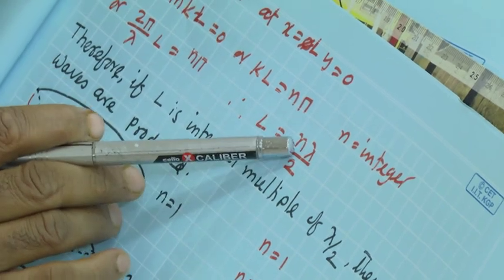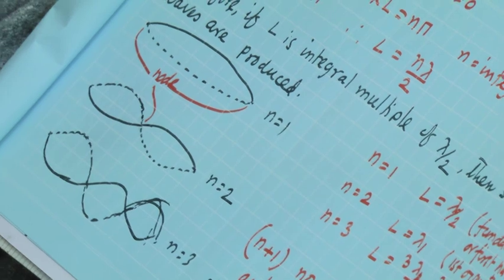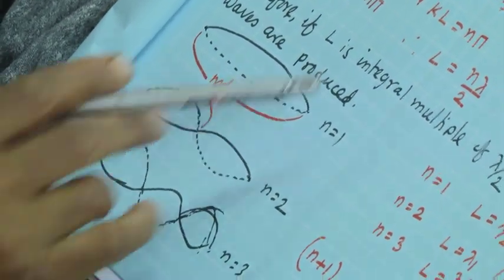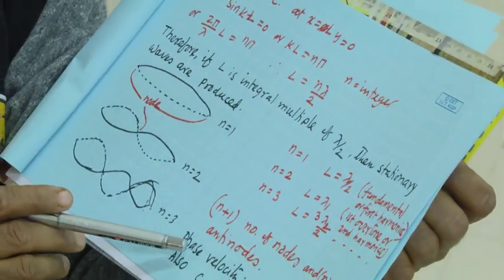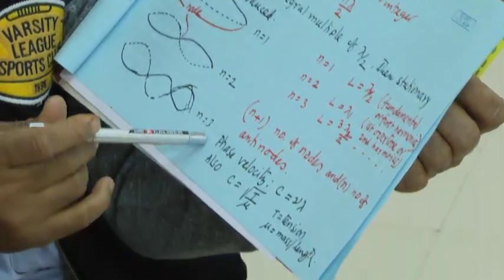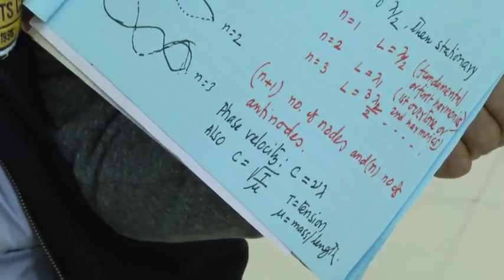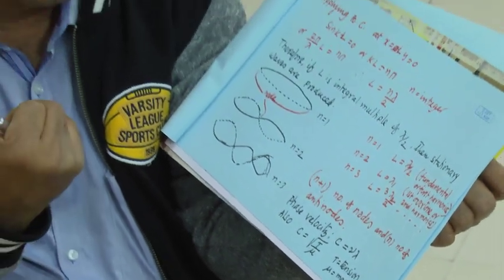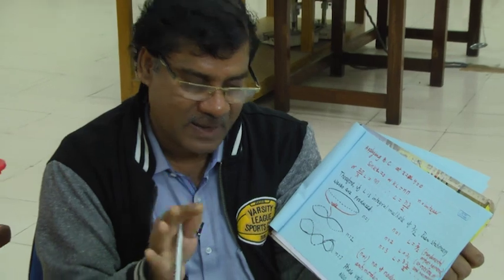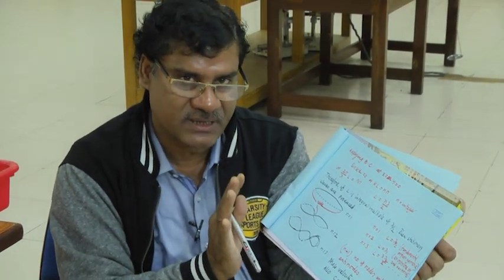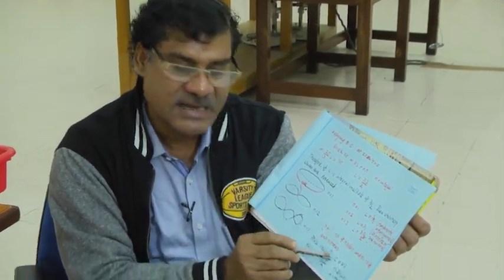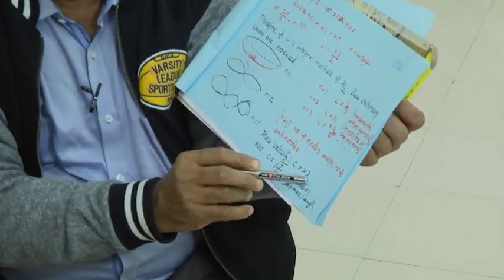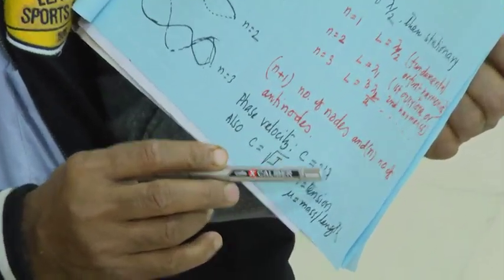So I can find out the wavelength lambda, right? If I can find out the wavelength lambda, then velocity is called phase velocity. There are two types of velocity: one is called phase velocity, another is called group velocity. I am not going into that, but just consider this the velocity of these waves. So this C equal to nu lambda. This is the standard formula, right?